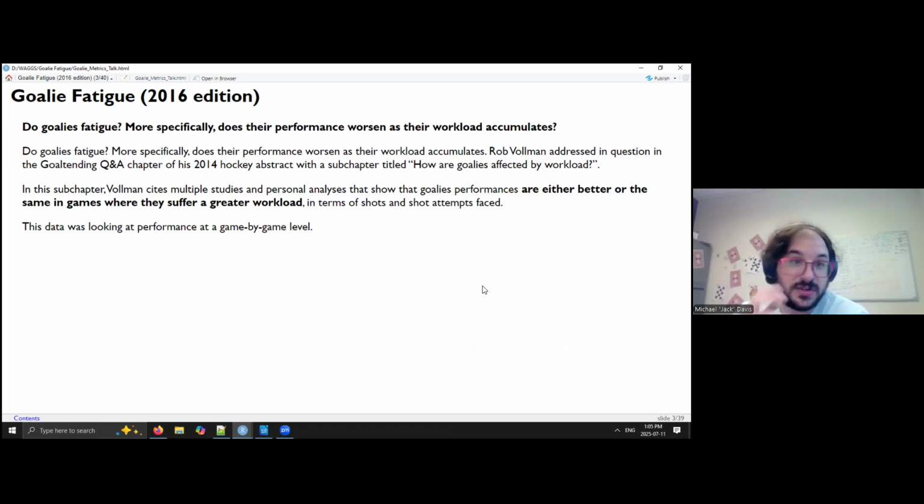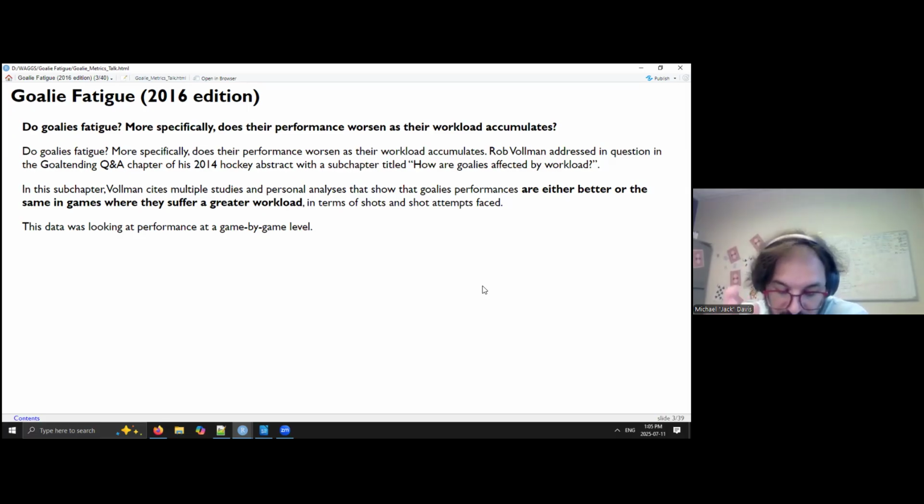So first, do goalies fatigue? Specifically, does their performance worsen as their workload accumulates? This comes from a question that Rob Vollman posed in his goaltending Q&A in 2014 in the Hockey Abstract. He had a subchapter on how are goalies affected by workload? And the answer he came up with is they're either better or the same in games where they suffer a greater workload. The issue with this analysis is that it was done at a game by game level.